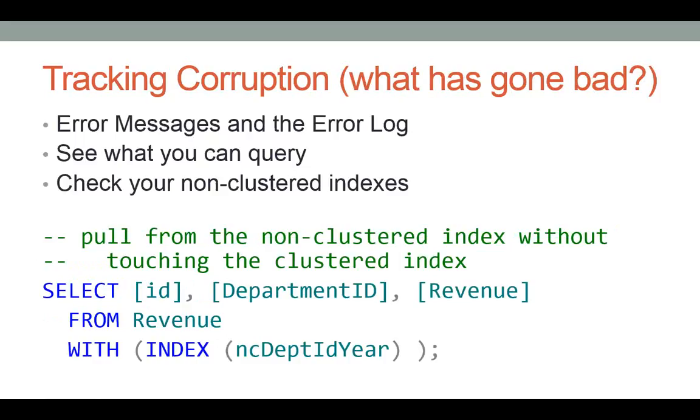And the way you can pull directly from a non-clustered index is to use the WITH (INDEX) hint, as shown on the bottom of the screen here, and you give it the name of that index. As long as all of the columns that are selected in the query are in the index or referenced from the clustered index, you can pull all those results back. In this example we're looking at here, you can see that DepartmentID and Revenue are in the clustered index, but the non-clustered index also includes the ID, which is in the clustered index.